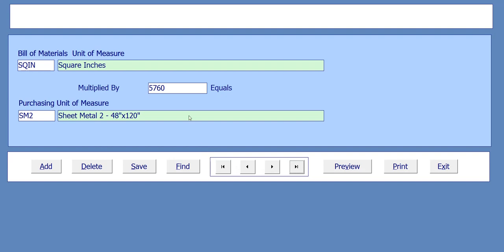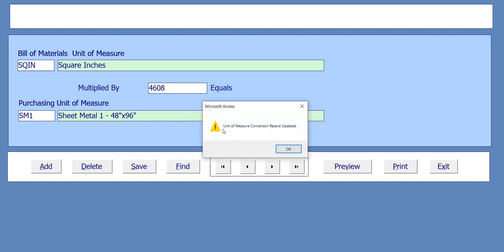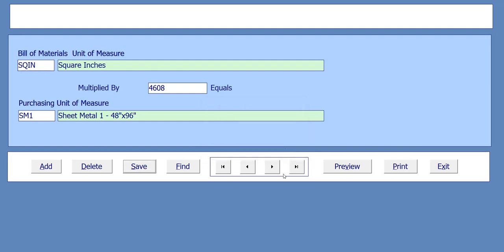So it looks like the first one that I did with SM1 is not actually saved because I didn't press add. I can't find it. So I better press add. And then I'll go to square inches, and I'll go to SM1, and this one was 4608, and then we'll press save. Okay, so I get this very important message, unit of measurement conversion recorded updated. Okay, so I have 2 in here.